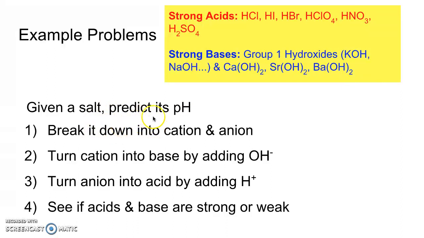So first thing is we break it down into cations and anions, just putting a line through them, sort of like through the middle. Break the salt down to cation and anions. And then we turn the cation part into a base by adding OH. And the number of OHs will depend on the charge of the cation. And then we turn the anion into an acid by adding H+, and again, the number of H+ will be determined by the charge on the anion. Once we have our acid and our base, then we can just see if they're strong or they're weak using this list here. So let's do an example together.